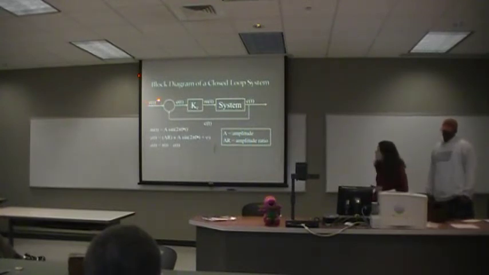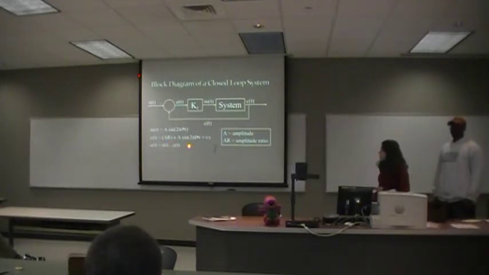R of T is the input into the system, E of T is the error, and F of T is then the input into the system. Here's M of T equals A sine 2 pi f t. Sorry, that there's supposed to be 180. And E of T is then equal to the input minus the output.